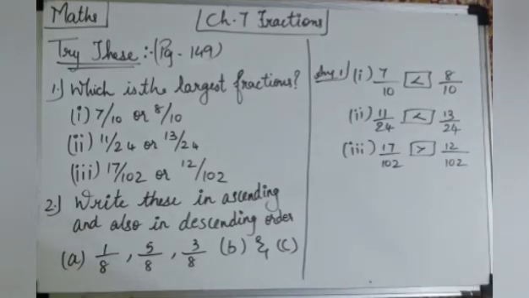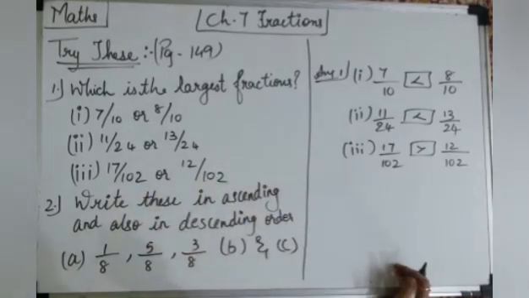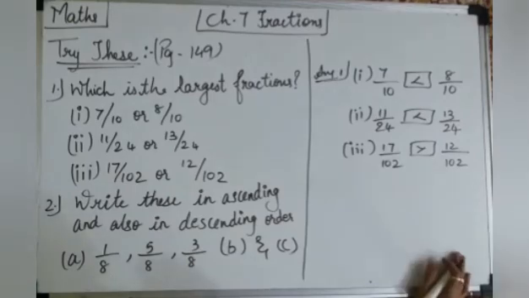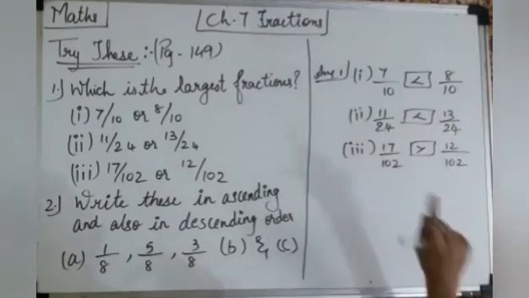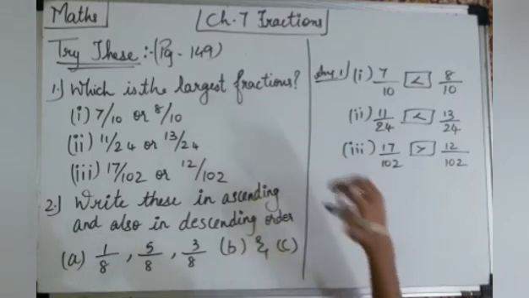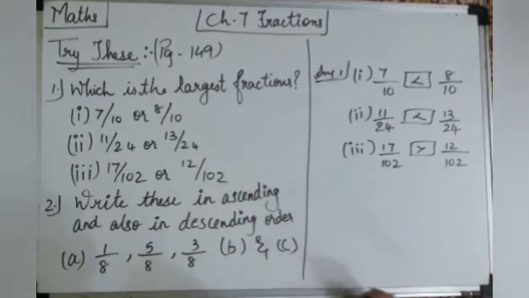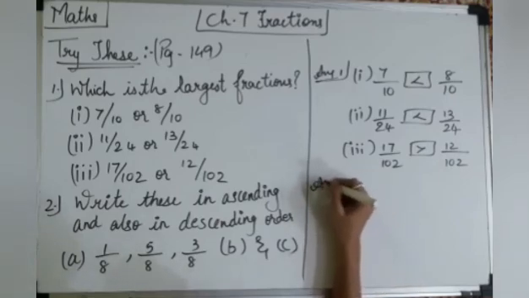And in this they have written, why is this comparison easy to make? I was having less space, that's why I have not written the full question. Why is it easy? The reason is because the denominators are the same, that's why it is easy to find which is the largest fraction. Right? You got your answer? Okay, moving to the next.